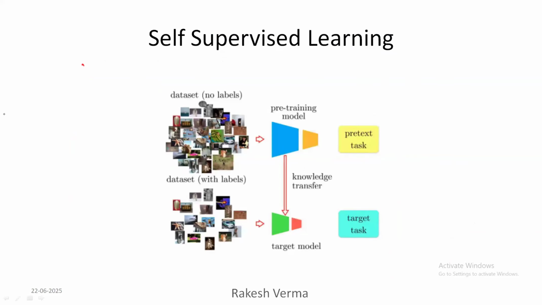Now we come to the next one, which is self-supervised learning. Self-supervised learning is the third category of machine learning. In this, we are given different datasets. First is a dataset without any labels, so a dataset of different images. The second one is a dataset with some labels, like the image of this is a car, the image of this particular object type.